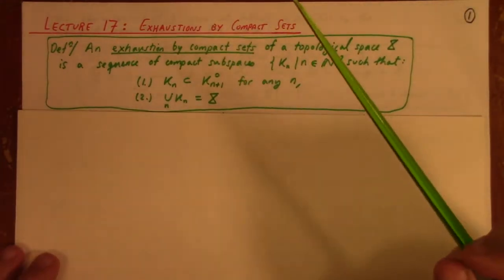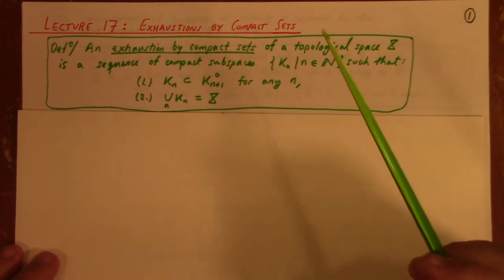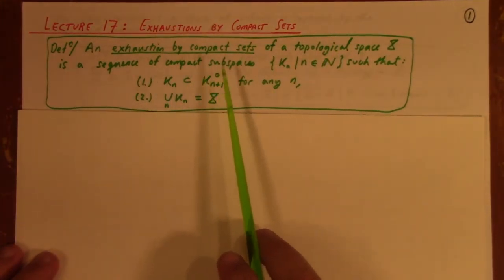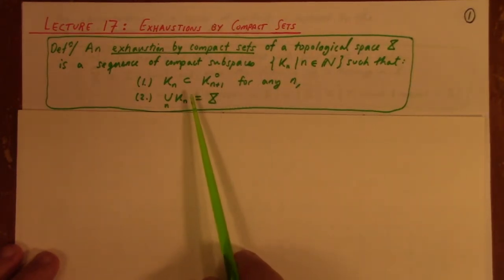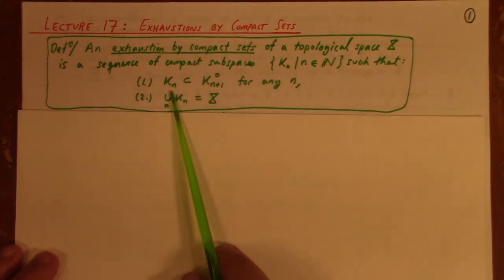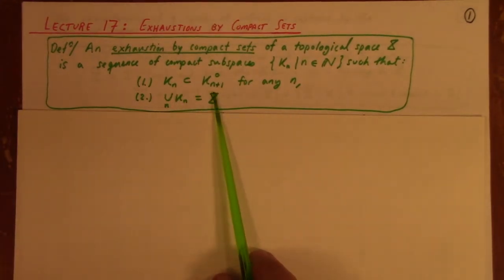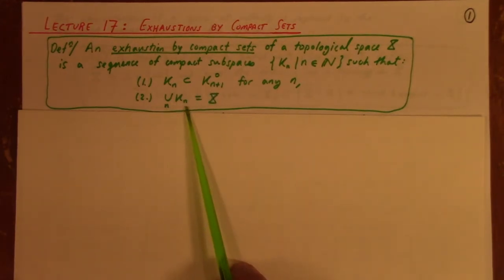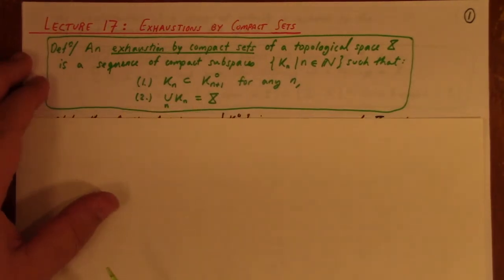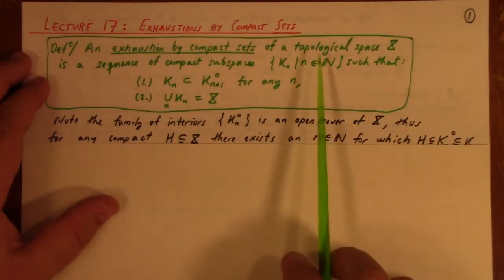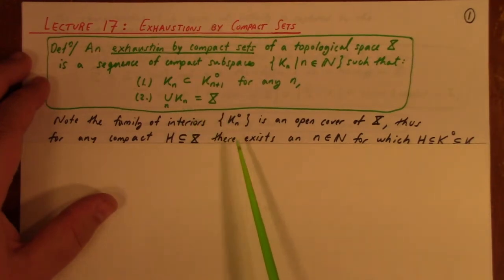An exhaustion by compact sets of a topological space X is a sequence of compact subspaces, K sub n, with n taken from the natural numbers, such that the nth member of this sequence is a subset of the interior of the n plus 1th one, and the union of all the compact subspaces in the sequence forms the whole topological space, all right? So if you were just to use the interiors of each of these compact sets, that would give you an open cover of X, all right?